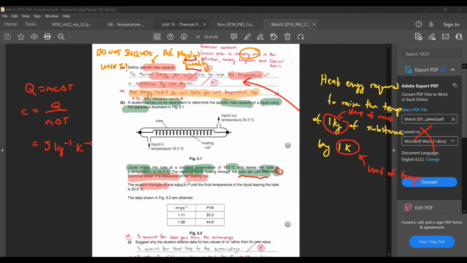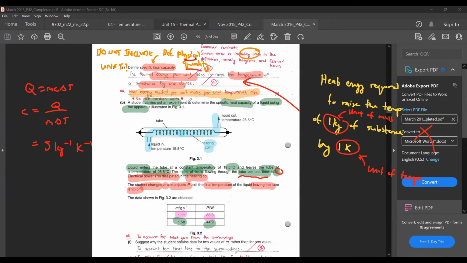The student changes m and then adjusts P until the final temperature of the liquid leaving the tube is 25.5 degrees. Data shown in the figure below are obtained, where they tell you if you use this power, this is the mass per unit time that flowed out of the tube. And then you change the power to 44.9. This is now the new mass of liquid flowing through the tube per unit time. Just bear in mind that your liquid is flowing in like this and going out like this, and is being heated by your heating coil here.